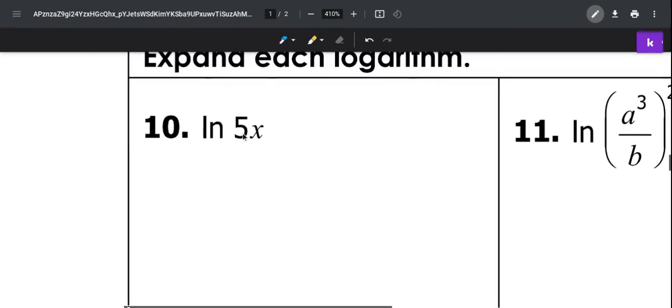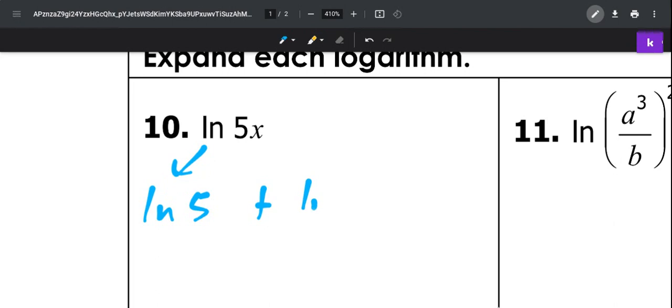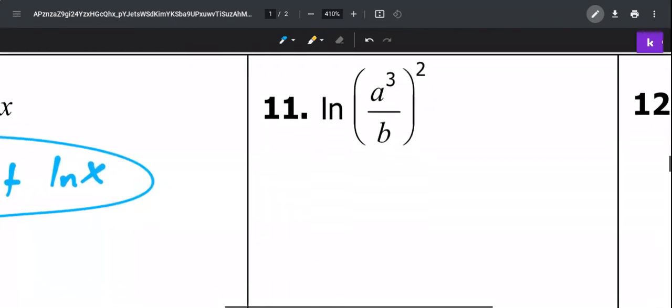Number 10, 5 and x are multiplied. So if we want to expand this, we just break it apart into two separate natural logs. We split apart 5 and x, and we add in between.